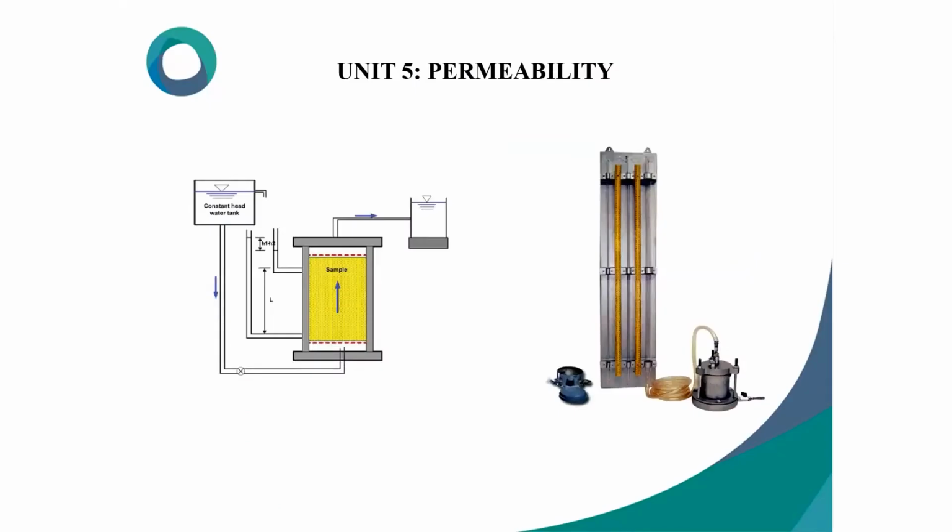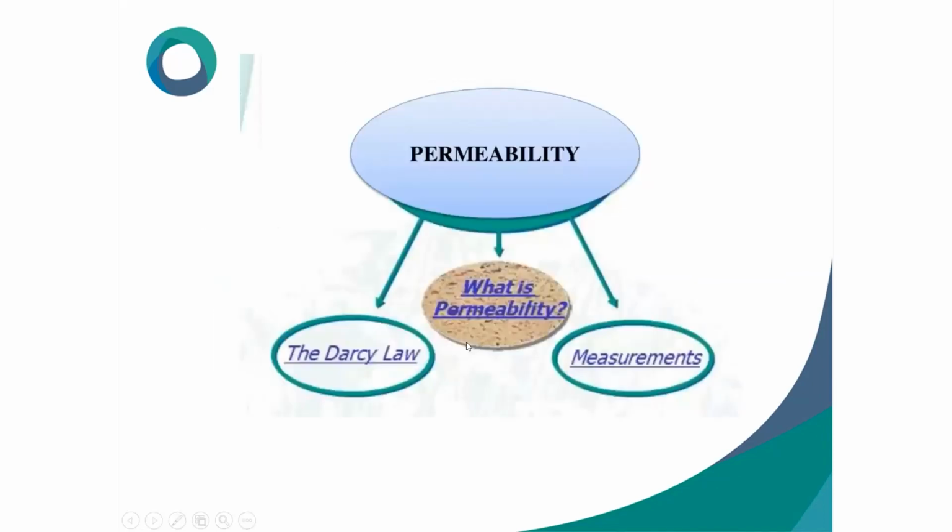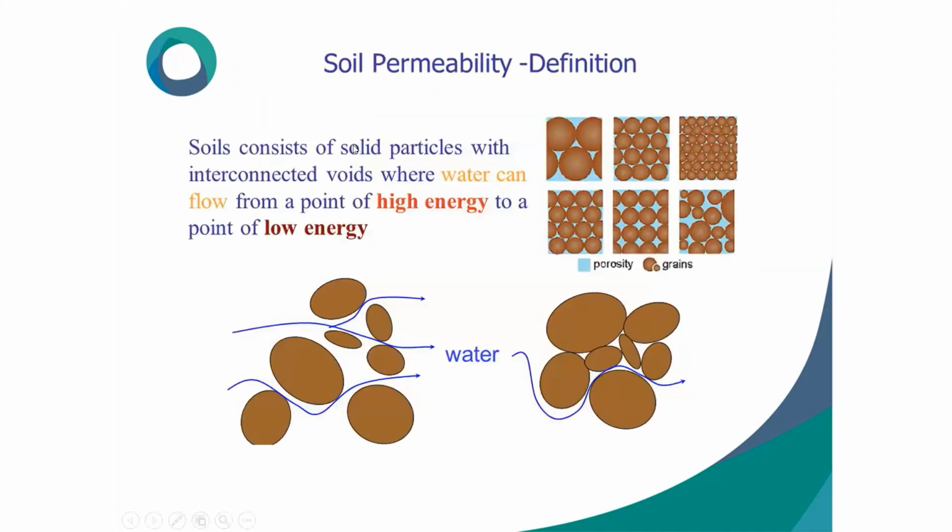Now coming to the permeability, there are two types of equipment, constant head and falling head. Permeability always depends on Darcy's law, and this is the measurement. See, this is the soil. Once you let the water in, it will travel like this. How fast it is coming, how slow it is coming, that will be decided.